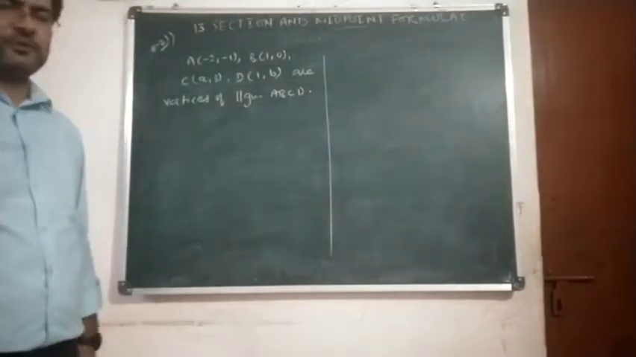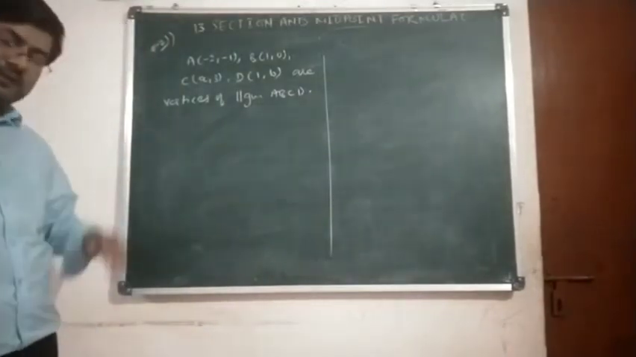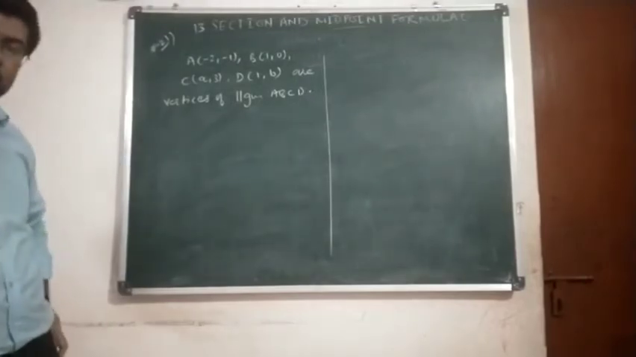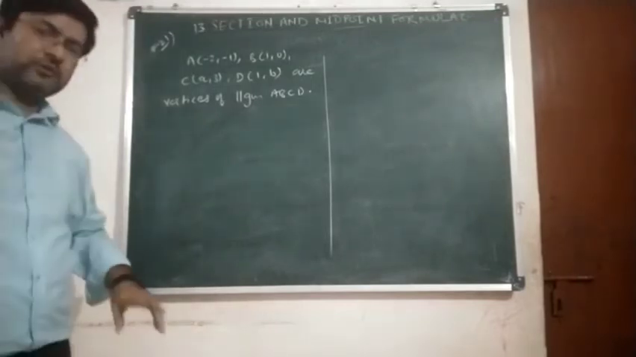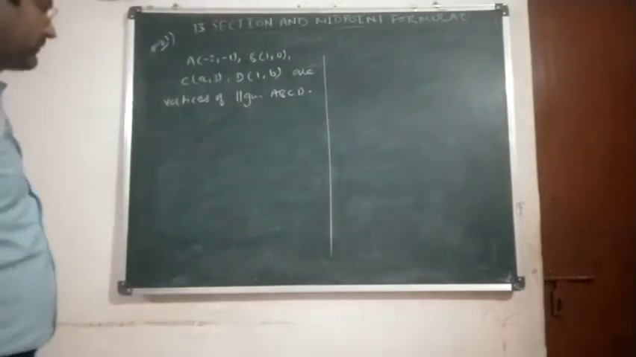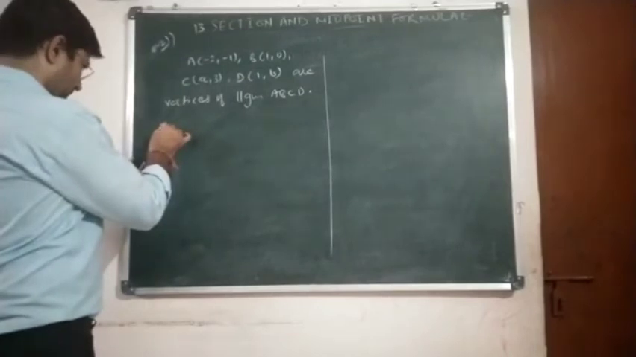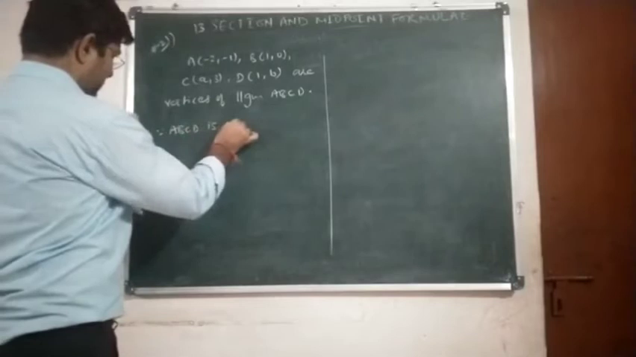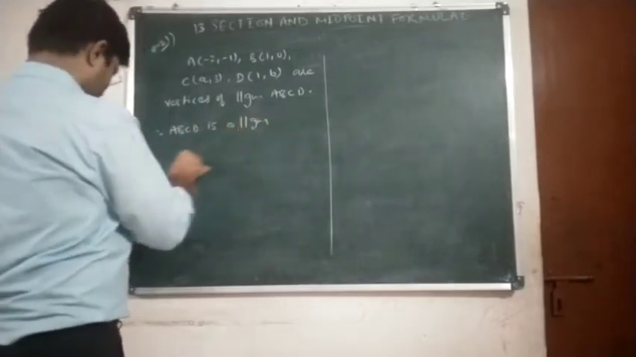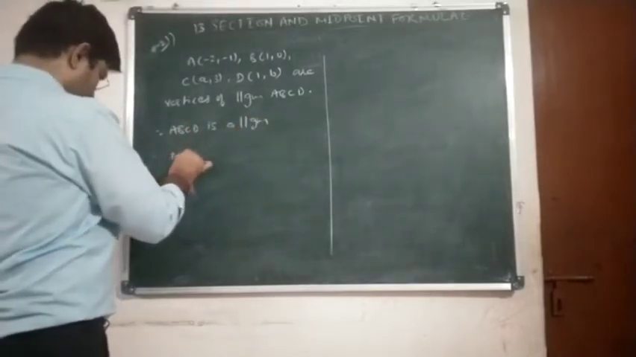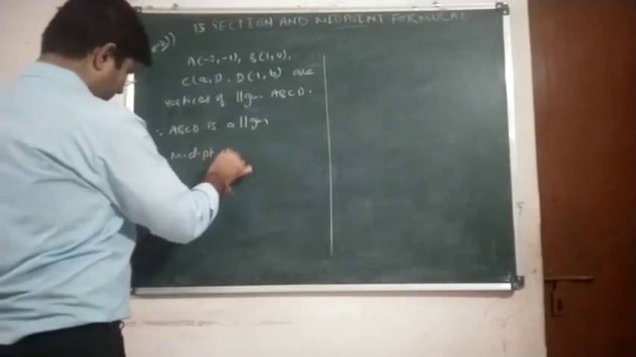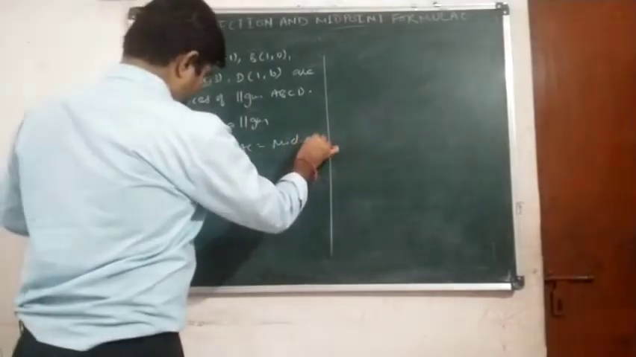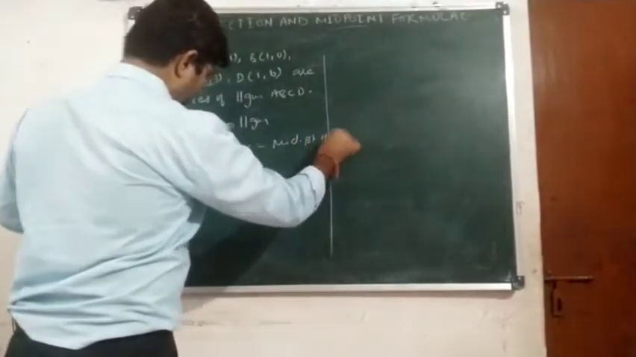Just in the previous question we have seen that if ABCD is a parallelogram, then the midpoint of diagonal AC will be equal to the midpoint of diagonal BD. So we will equate and find out the values of a and b. Since ABCD is a parallelogram, the midpoint of AC will be equal to the midpoint of BD.